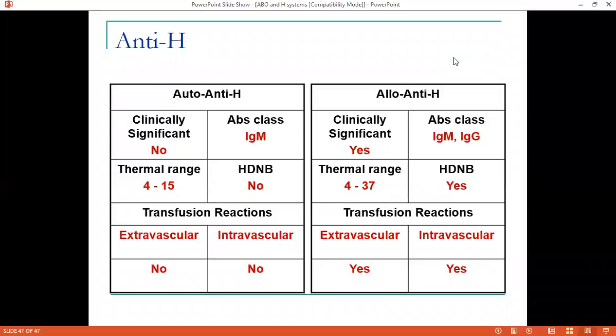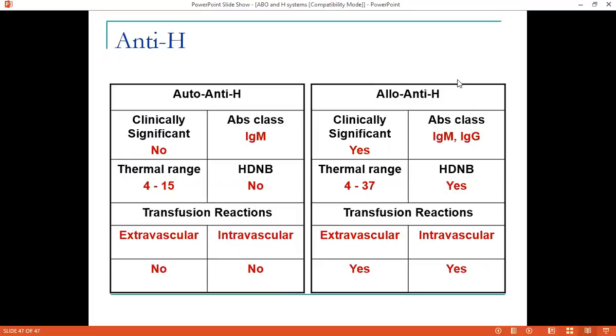And then the allo anti-H, which is created in the Bombay phenotype, is very clinically significant. As you can see, it can cause hemolytic transfusion reactions, and it is capable of crossing the placenta because there is an IgG component to it, and it's able to react at body temperature of about 37 degrees.